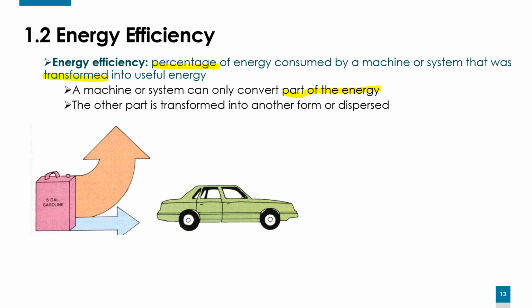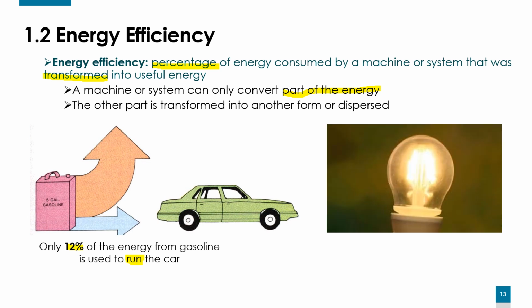For example, for the car, if you use 5 gallons of gasoline, only 12% of this is going to be used to run the car. The other 88% will be lost or dispersed to another part of the car. It's going to create thermal energy and everything else. So only 12% will actually be used to run the car. So it's not so efficient.